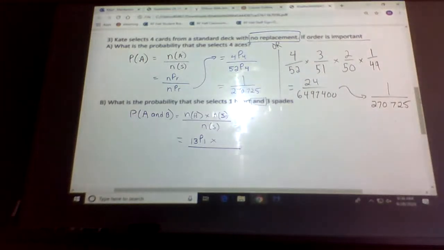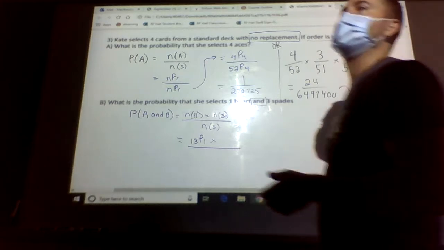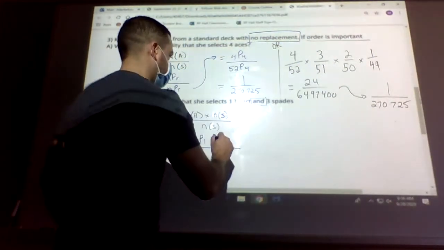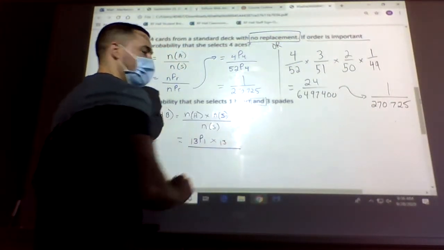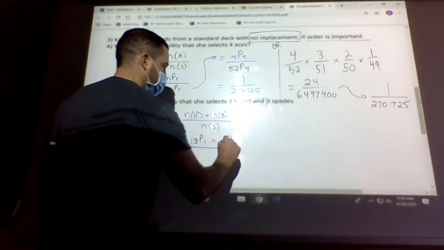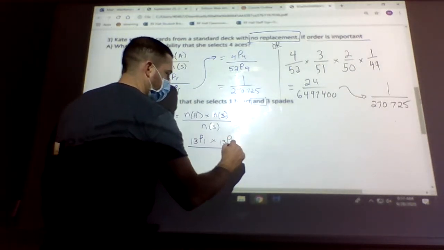Okay, now we want 3 spades. So how many spades do we have in total? 13. Okay, we have 13 spades in total. And we want to pick how many? 3.